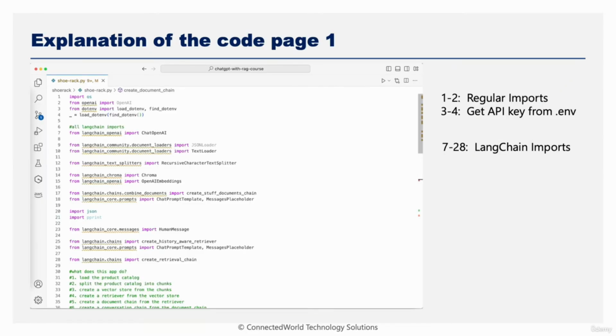Now let's look at the code itself. In lines 1 through 4, we are doing the imports, the regular ones which we have seen before. And in lines 7 through 28 are the LangChain imports. These are the imports that are needed for all the loading of the docs, the processing of the docs, the creation of the vector store, the embeddings, and so on.